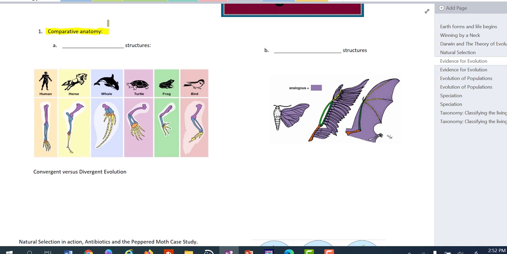So the idea of comparative anatomy is pretty straightforward, I think, right? Comparative anatomy is the comparison of body structures of different species of animals.